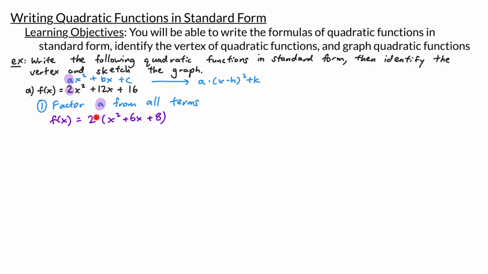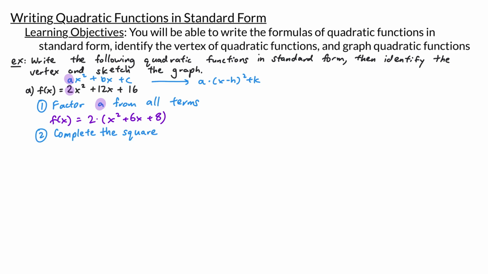Whenever we factor a number out like 2, what we want to do is take each of our terms and divide by that number. So 2x squared divided by 2 gives me the x squared, 12x divided by 2 gives me 6x, and 16 divided by 2 gives me 8. You can always check that you factored things correctly by taking the number out in front and redistributing it to each term inside the parentheses. When you do that, it should match up with the original polynomial that you started off with.